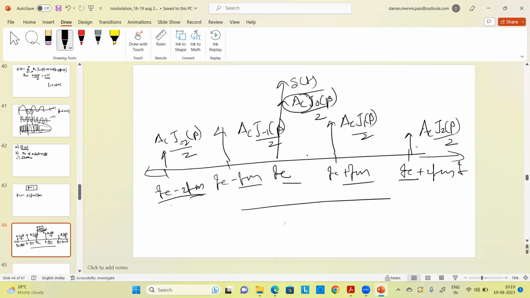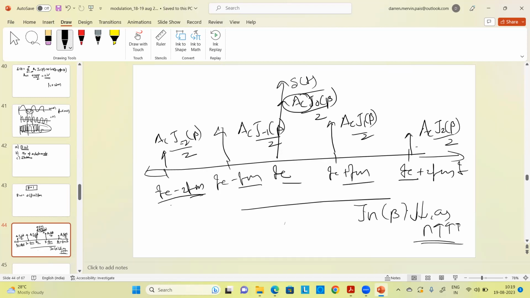Okay, but the height is different, right? The height will be different accordingly, because what property had we learned, Jerry? That beta will keep on reducing as n keeps on increasing.